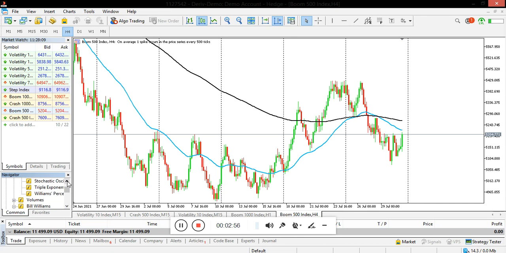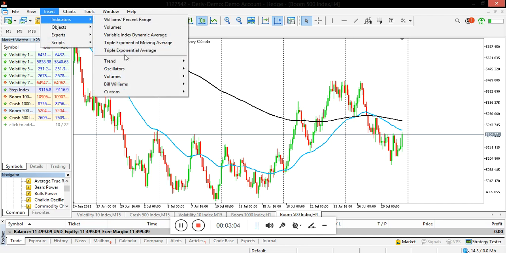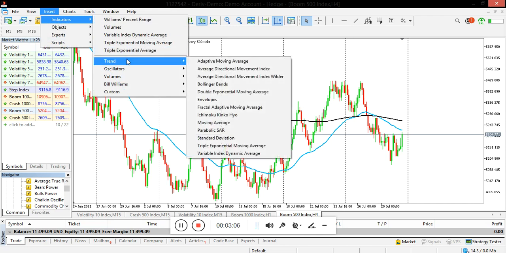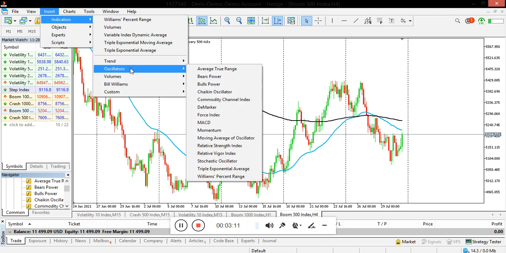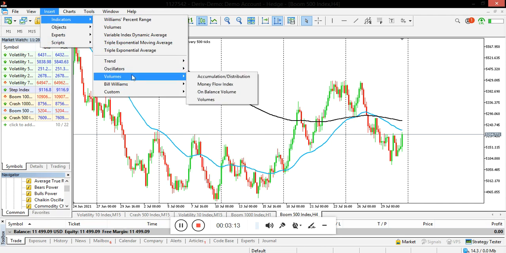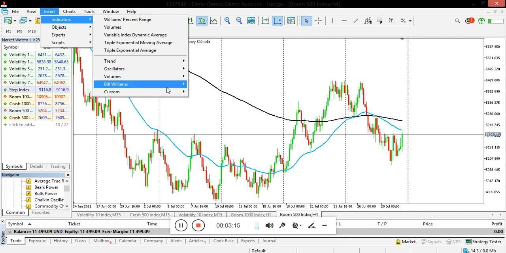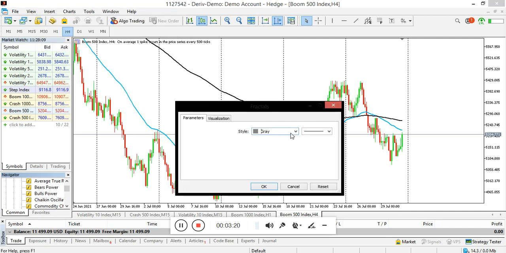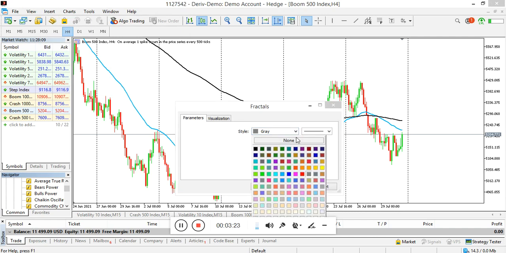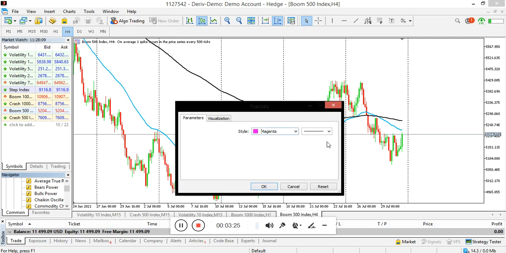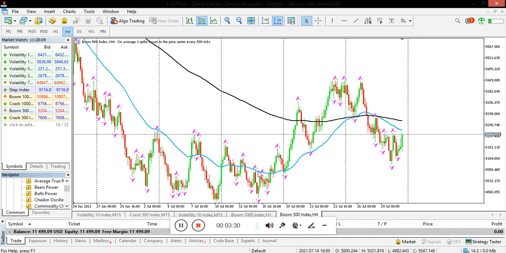Fractal. Okay, let me go to indicators. I need a fractal. Okay, this is my fractal. It is default, but you can change the color if you so wish, and the size, then you say okay.